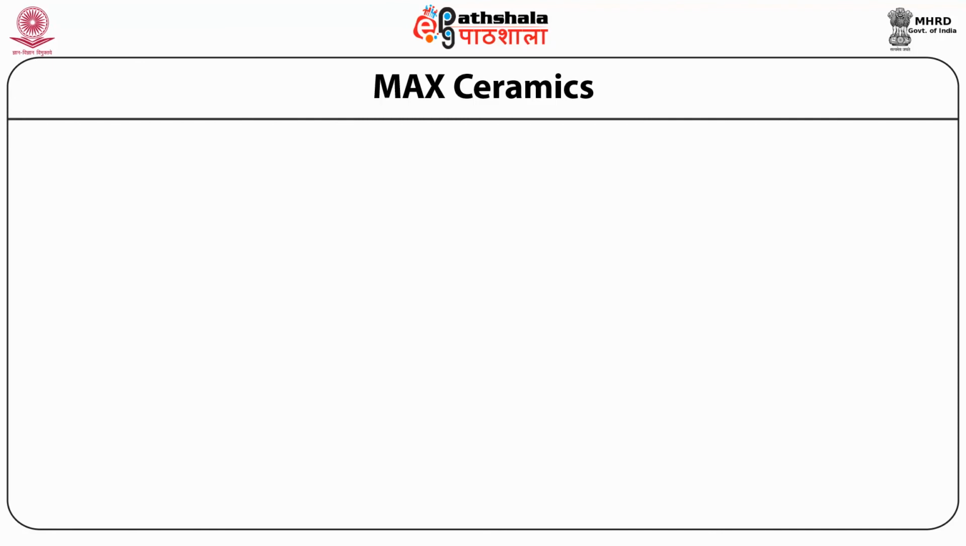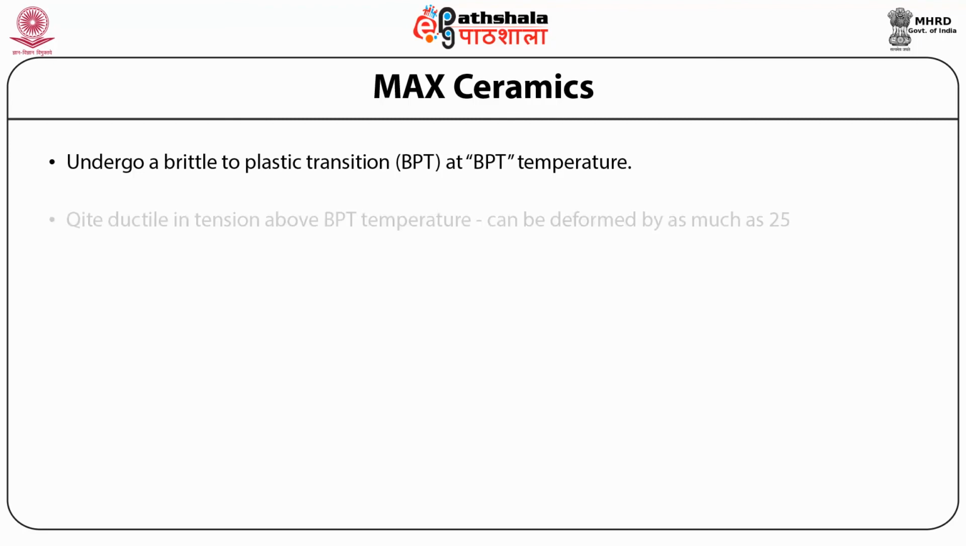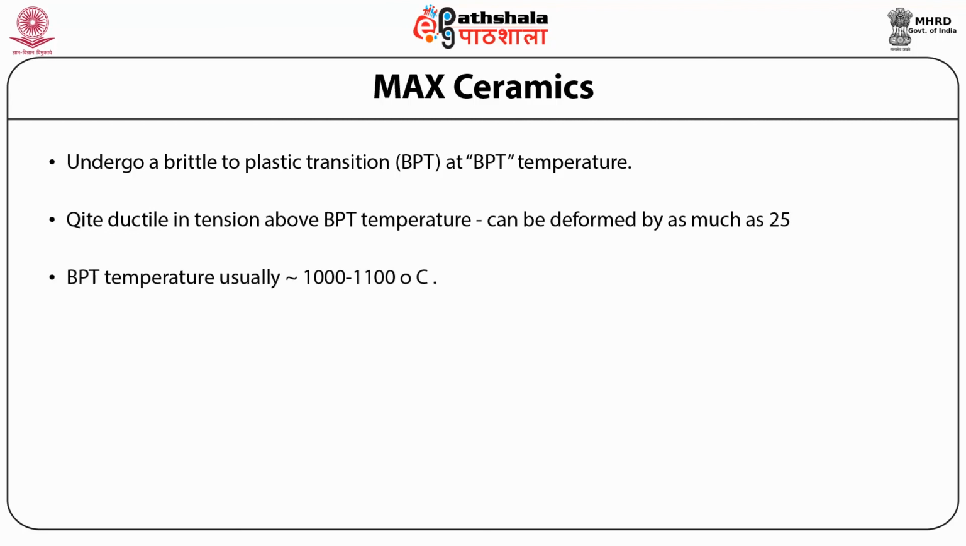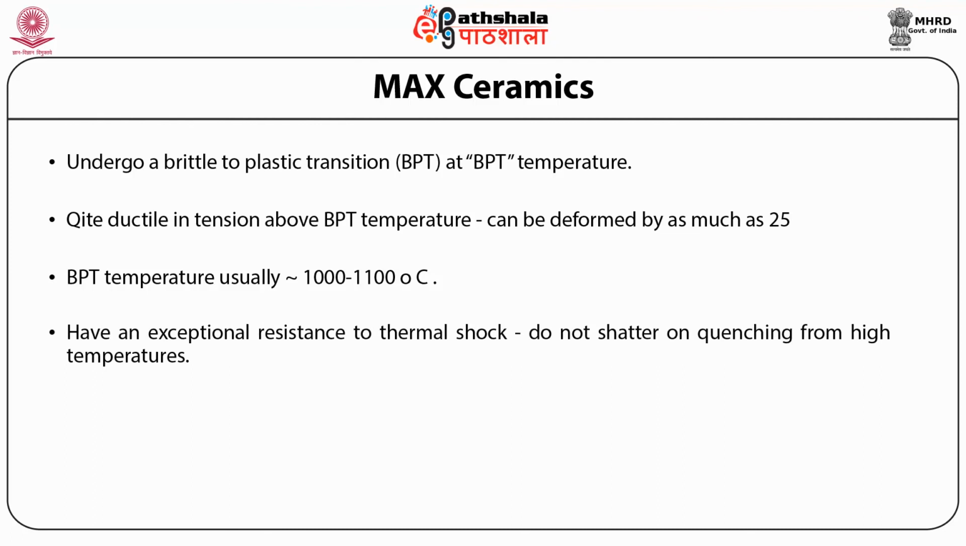The MAX ceramics undergo a brittle to plastic transition, that is BPT, at a temperature above which they are quite ductile even in tension. The BPT temperature of the MAX ceramics is found to lie between 1000 and 1100 degrees Celsius. They have exceptional resistance to thermal shock, and they do not shatter on quenching from high temperatures.